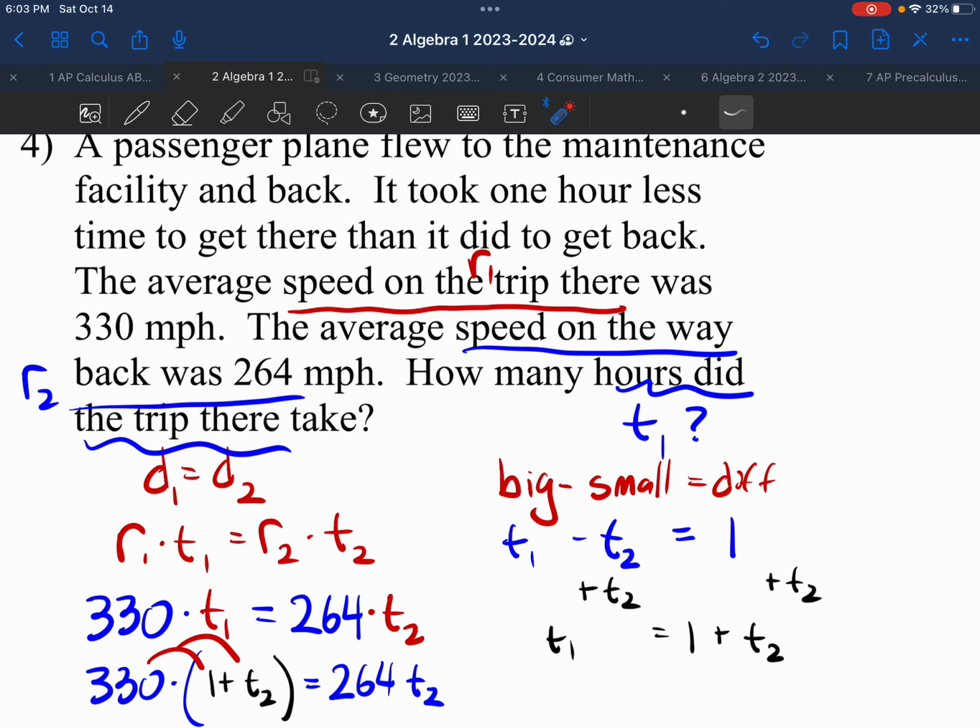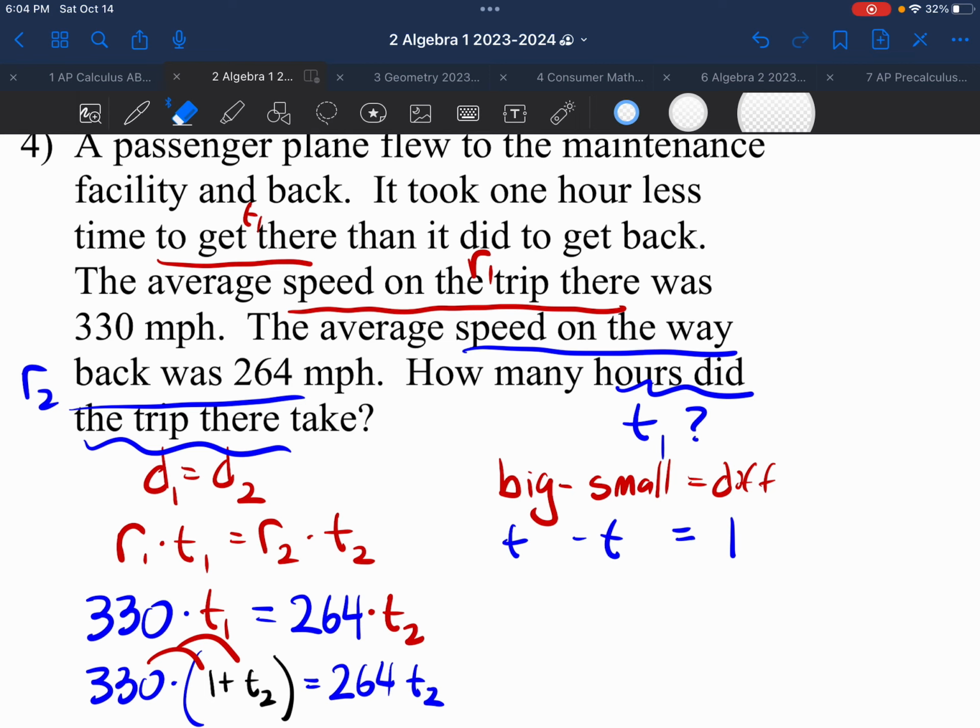Again, I want to re-clarify for a third time why I've made a mistake. If it took 1 hour less time to get there, the time to get there is t1, and that is the smaller amount. Therefore, this should not be a t2, but it should be a t1. So let me come back here and switch all this stuff out. I'm going to say this should have been t2 minus t1. That actually makes my life so much easier.